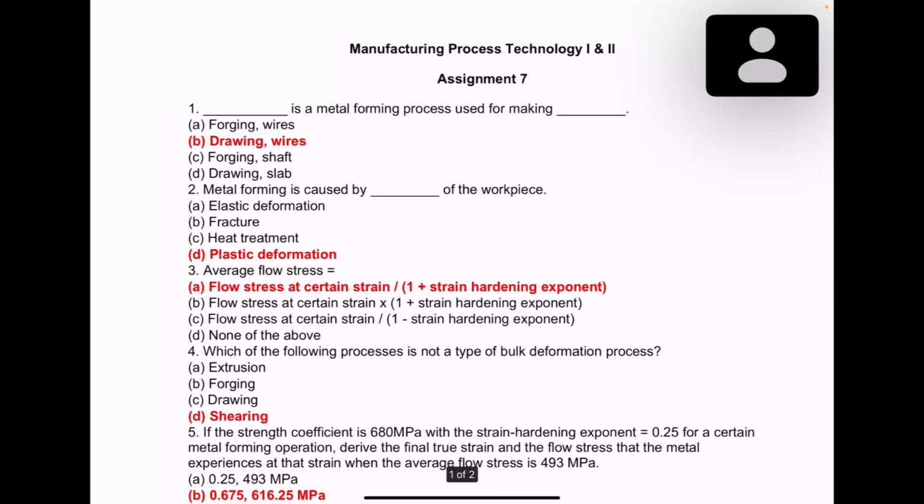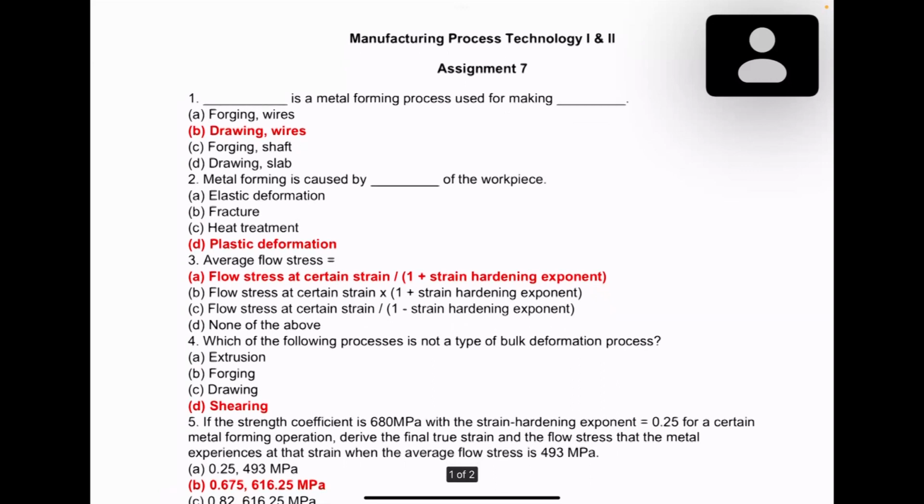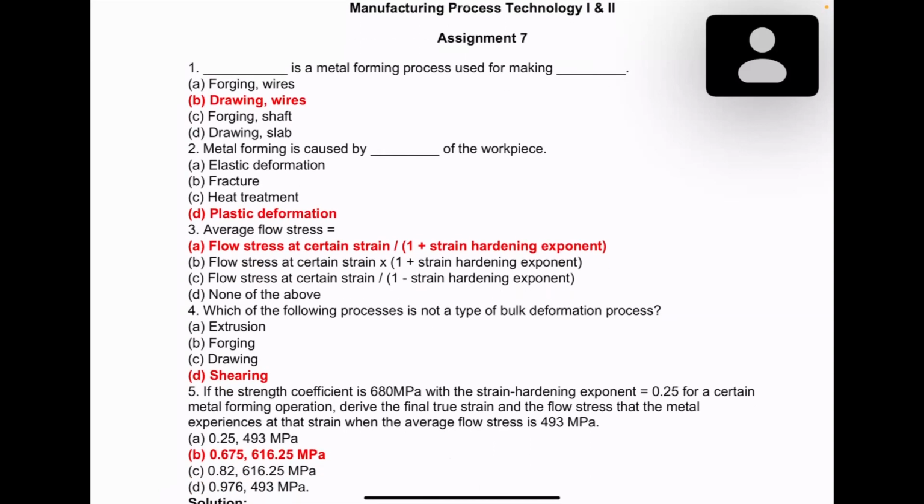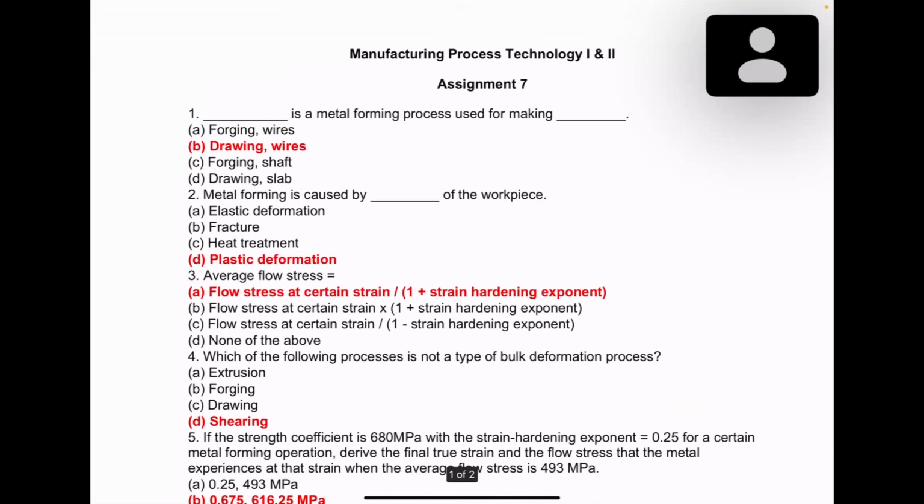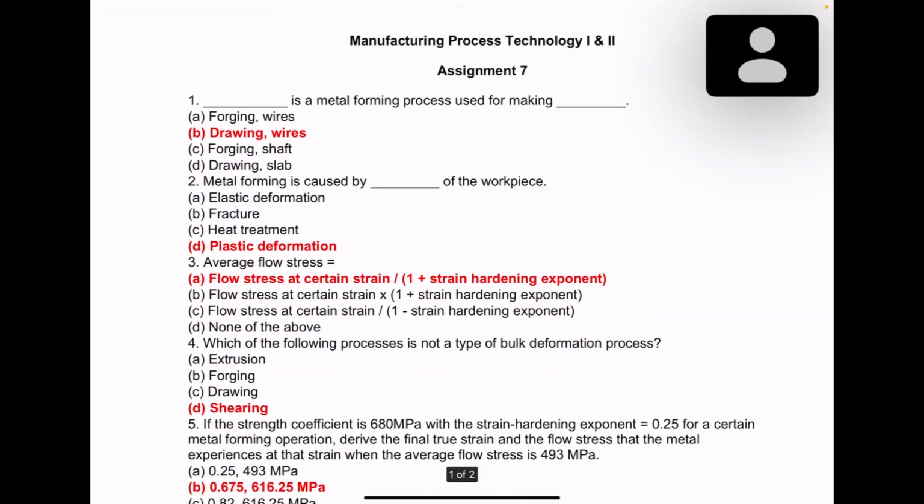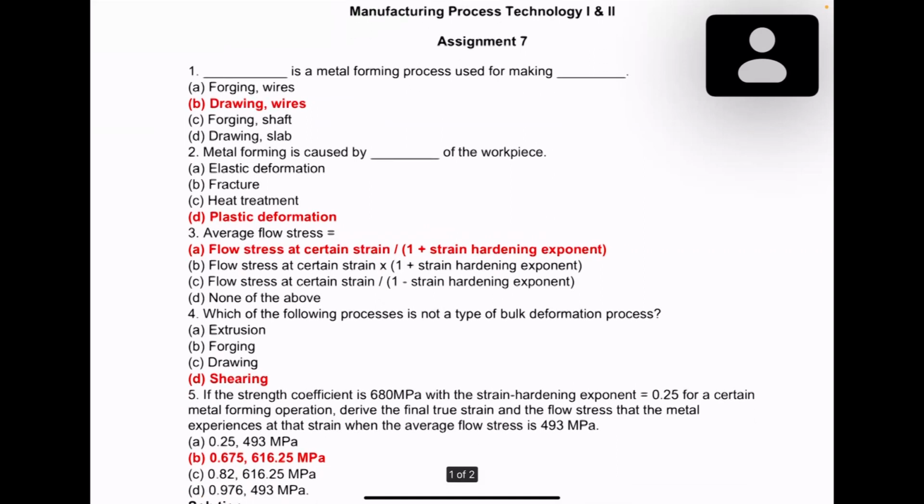And then you have metal forming is caused by, of course, this has been discussed elaborately in our last class. So here you can see that plastic deformation is the primary reason of deformation of a product during metal forming. And of course, there are different regions of deformation where plastic deformation takes place, primary regions and secondary regions. All those have been discussed earlier. So you can pick that, of course.